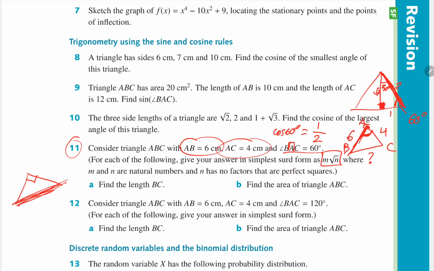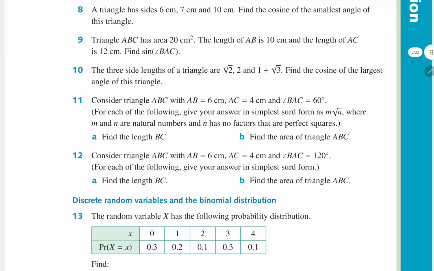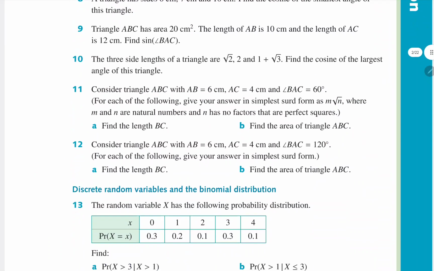And then find the area. Not too bad. Find sine 60. Okay, and then you're gonna find it in surd form. Okay, question 12. Consider this triangle here.